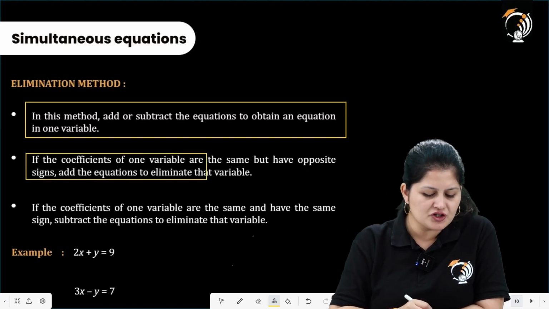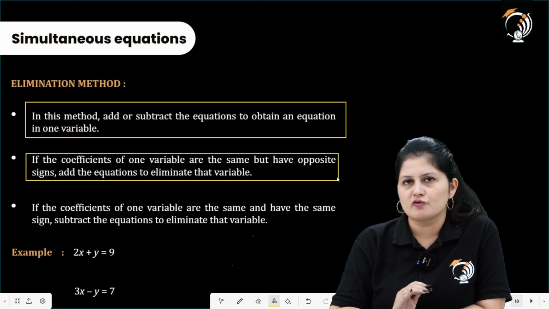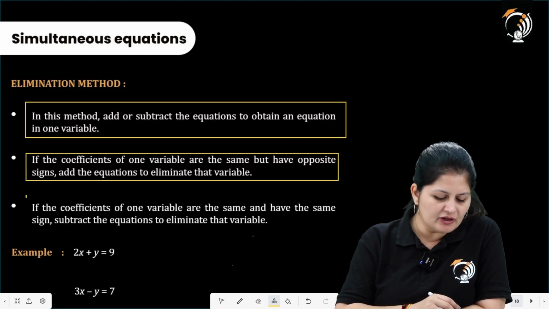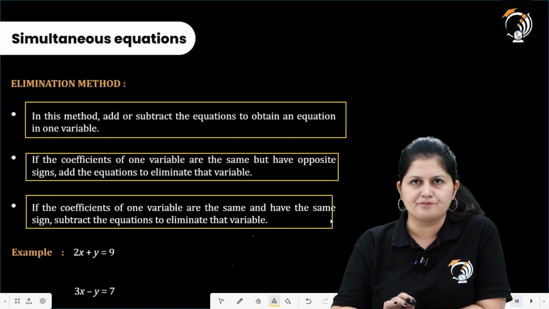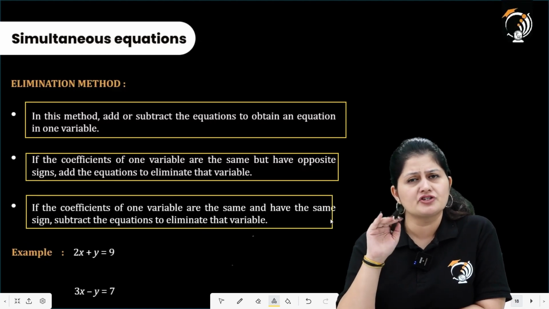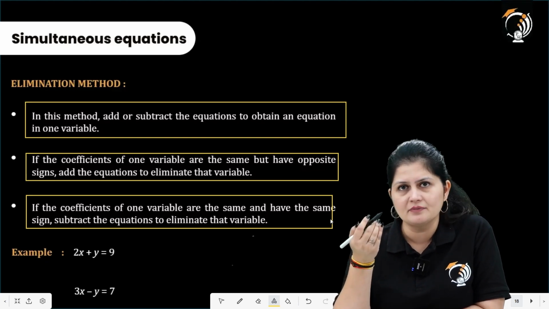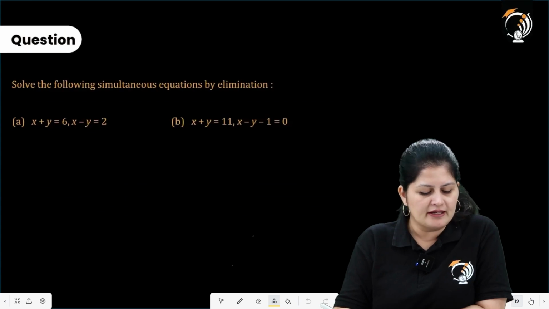If the coefficients of one variable are the same but have opposite signs, add the equations to eliminate that variable. So we are going to focus on how we can eliminate that particular variable. If the coefficients of one variable are the same and have the same sign, subtract them, right? After that, let's understand this with the help of an example.